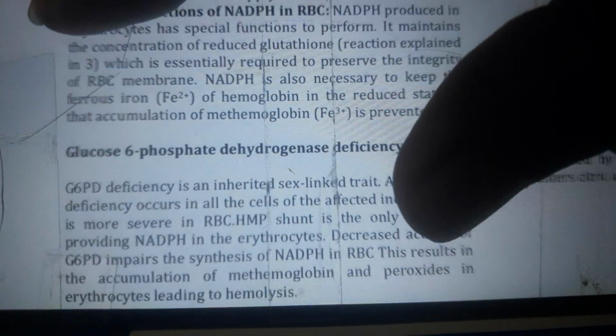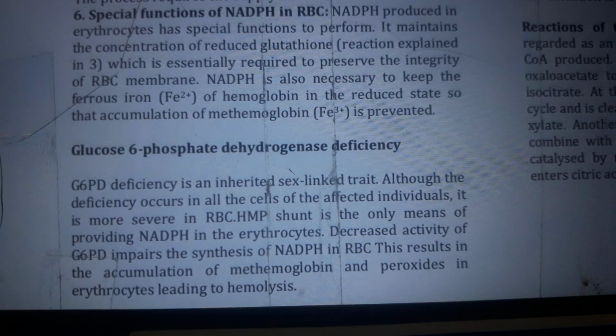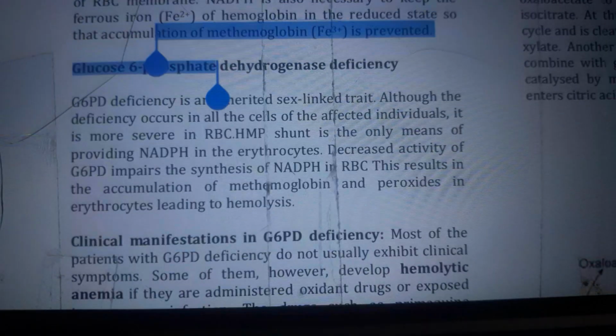Special function of NADPH. NADPH produced in erythrocytes has a special function. It maintains the concentration of reduced glutathione, the reaction explained earlier, which is essentially required to preserve the integrity of RBC membrane. NADPH is also necessary to keep the ferrous ion, Fe2+, of hemoglobin in the reduced state, so the accumulation of methemoglobin, Fe3+, is prevented.